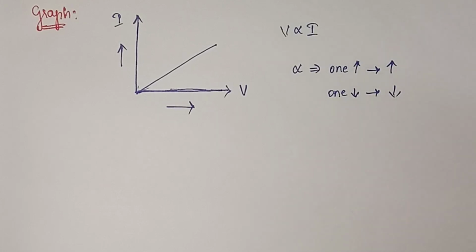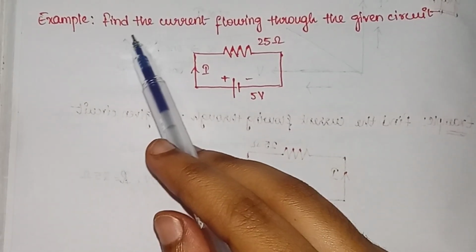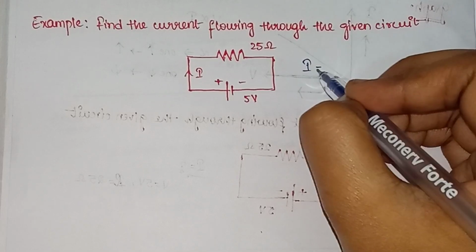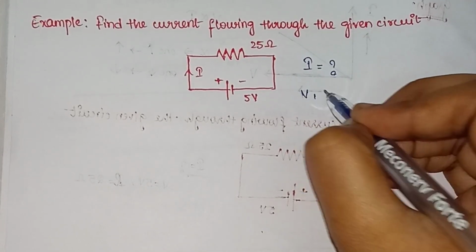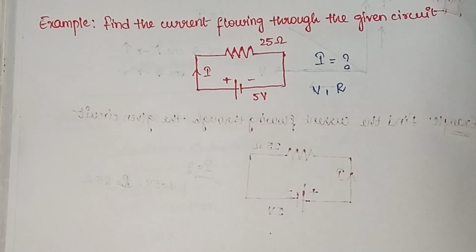Now let's see an example with the help of Ohm's law. So this is the question given to us. What are they asking us to find? Find the current flowing through the given circuit. So they are asking us to find the I value. We were given V and R. So before solving this question, I will tell you a small thing.